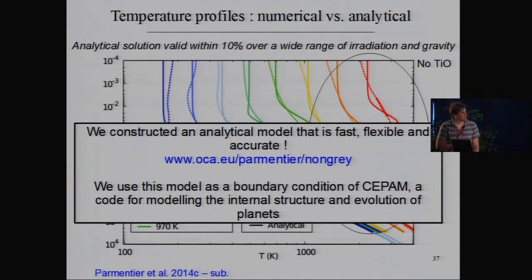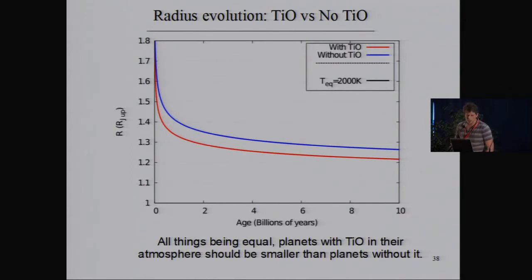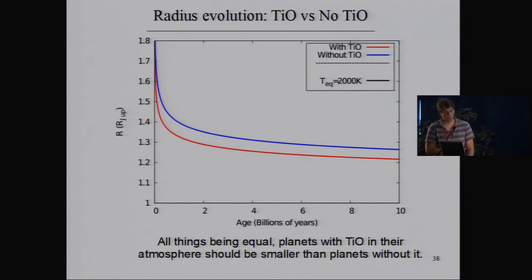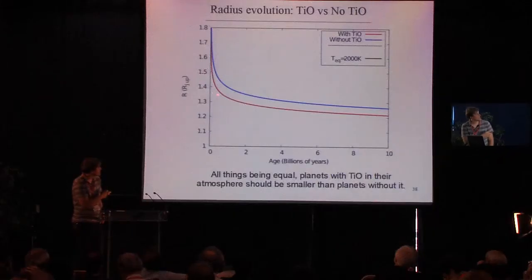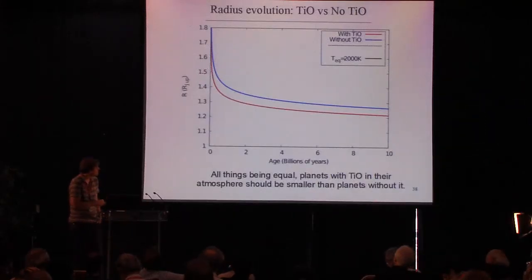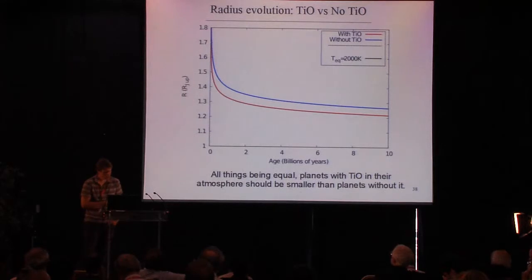And so we can calculate the radius evolution of a planet with titanium oxide and without titanium oxide, for example. And what we see is that the presence of titanium oxide in the atmosphere actually increases the cooling rate of the planet. So all things being equal, and this is very important, planets with TiO in their atmosphere should be smaller than planets without TiO in their atmospheres.